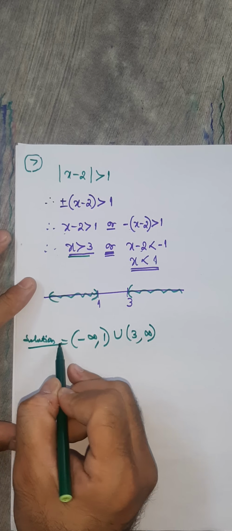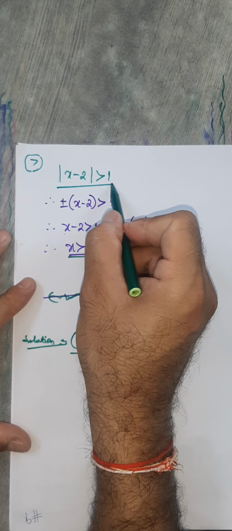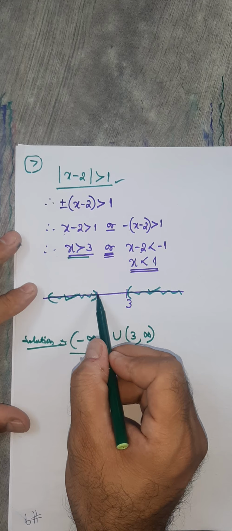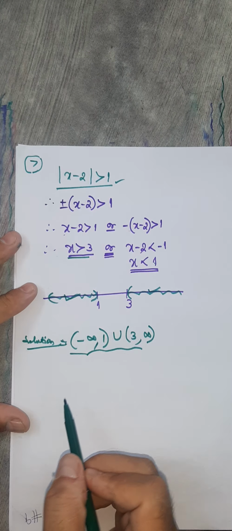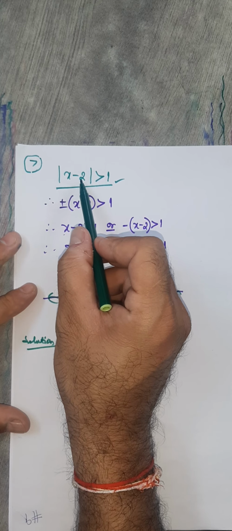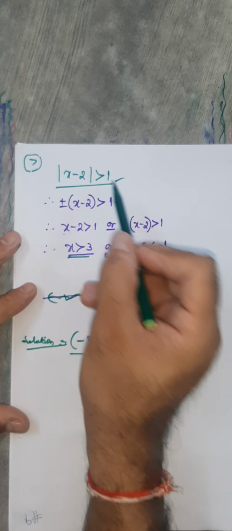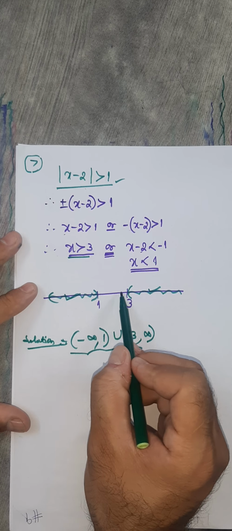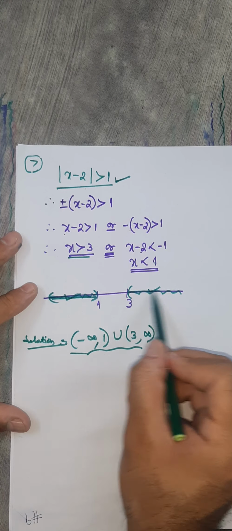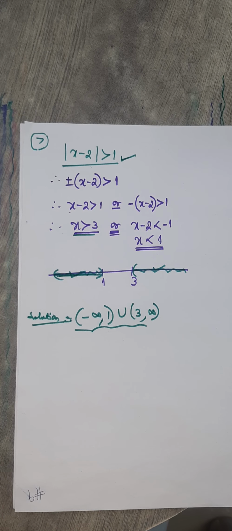Every number from this portion, that is from this or this, will satisfy this inequality. You can pick any number. See, if I take any number from 1 to 3, it will not satisfy this inequality. You can verify. Suppose I have taken 1.5. 1.5 minus 2 is minus 0.5. Its modulus is 0.5, which is not bigger than 1. So no number from this will satisfy this inequality. But every number from this or this portion would satisfy the inequality. You know it.